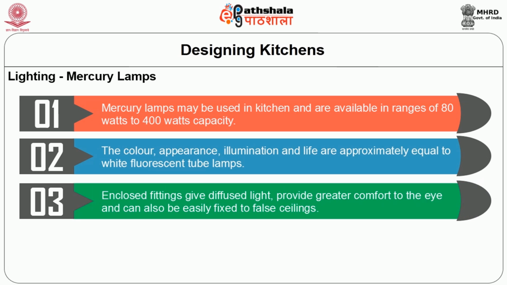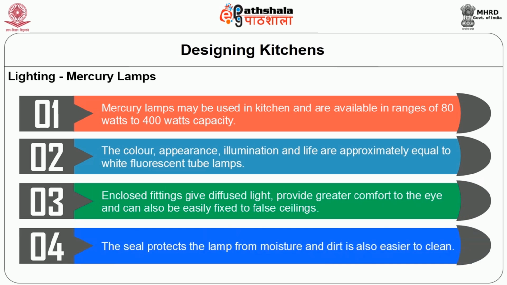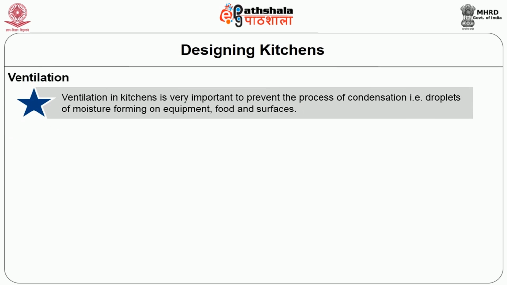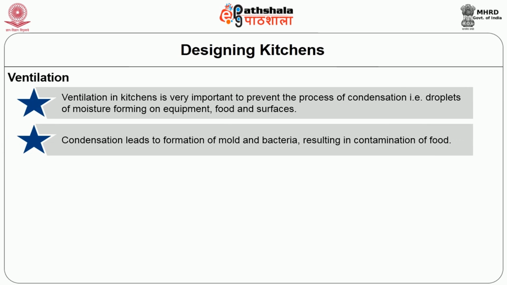Looking into the ventilation aspects, they are equally important as compared to the lighting aspects. Ventilation in the kitchen is very important to prevent the process of condensation, which is the droplets of moisture that are formed on equipment, food and surfaces, especially in the production units. This condensation leads to formation of mold and bacteria, resulting in the contamination of food later.